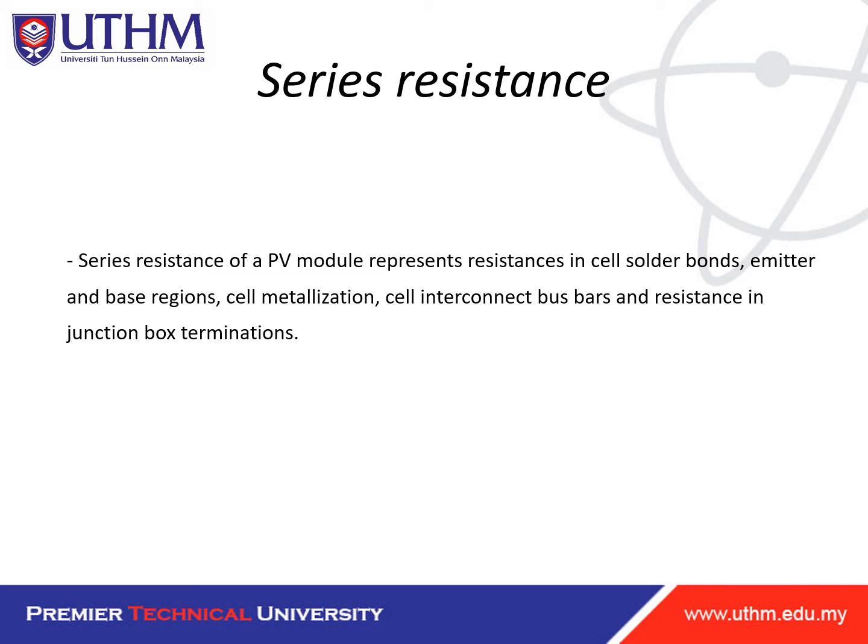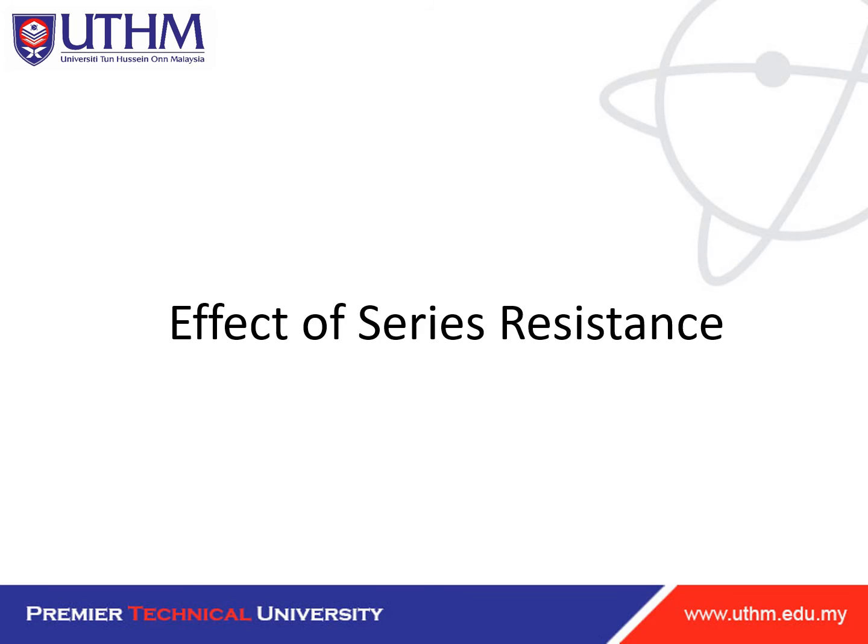Series resistance. Series resistance of a PV module represents resistance in cell solder bonds, emitter and base regions, cell metallization, cell interconnect, busbars, and resistance in junction box termination. Then we go to the effect of series resistance.